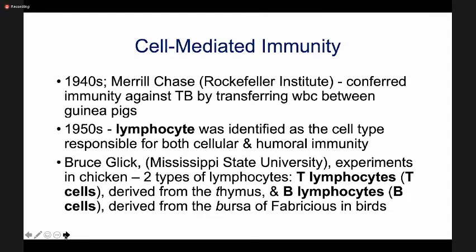And later on, they discovered that there are two types of lymphocytes, based on experiments in chicken. These were defined based on where they were derived from or developed. So the T lymphocytes and the B lymphocytes were isolated from the thymus of the chicken and from the bursa of Fabricius. The same applies to humans, except that the B lymphocytes come from the bone marrow. So you can remember B for bone marrow and T for thymus in terms of where they mature.